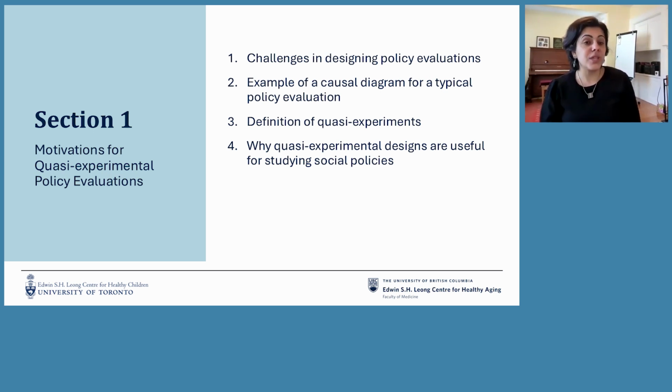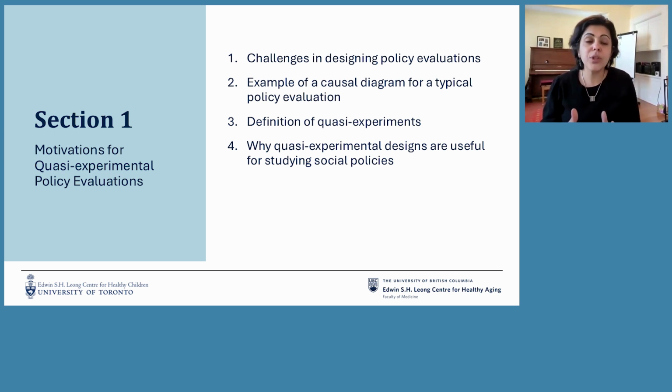Here's the overview for this particular section. I'm going to discuss challenges in designing policy evaluations. I'm going to go through an example of a causal diagram, or DAG, for a typical policy evaluation. I'm going to go through the definition of a quasi-experiment, and then I'll explain why such quasi-experimental designs are useful for studying social policies. Let's start off by imagining you're interested in understanding the effects of a particular social safety net policy on health among participants.